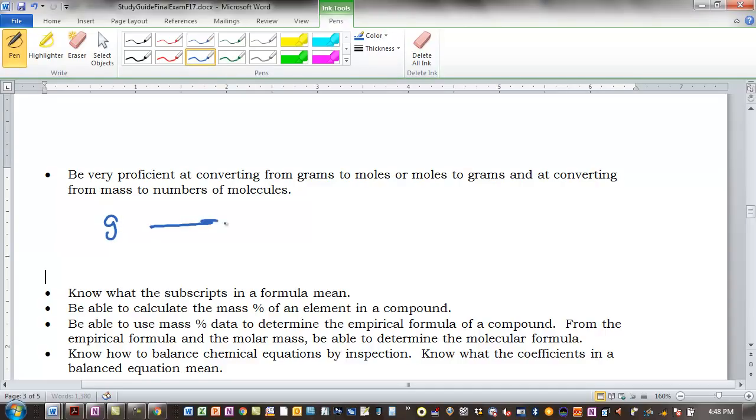If you want to go grams to moles, you would use the molar mass. Moles to molecules, you would use Avogadro's number, N sub A. We're good with that. We don't need to do those conversions again, we just did them not too long ago. All right, next one. Know what the subscripts in a formula mean.